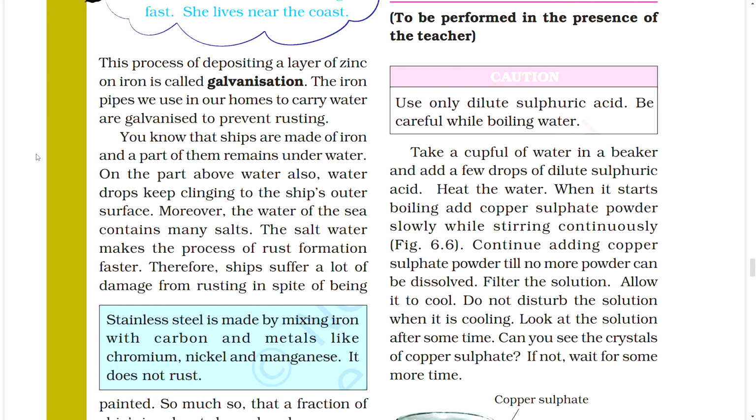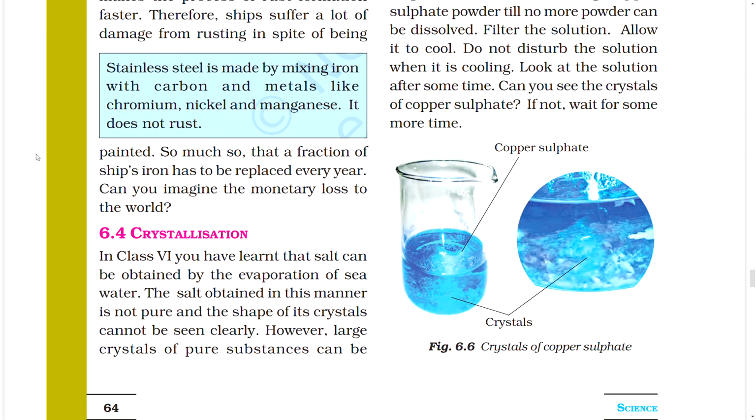Stainless steel is made by mixing iron with carbon and metals like chromium, nickel, and manganese. It does not rust. painted, so much so that a fraction of a ship's iron has to be replaced every year. Can you imagine the monetary loss to the world?